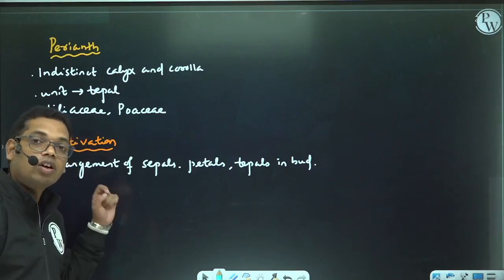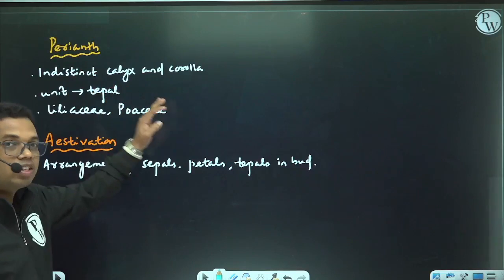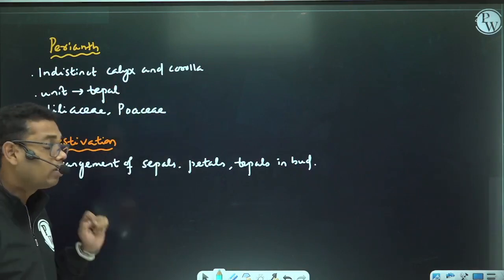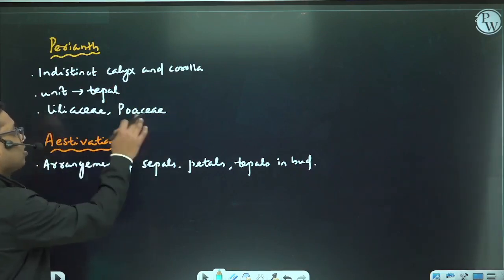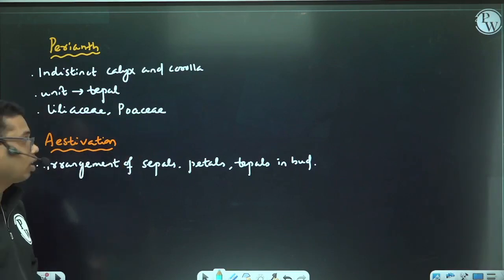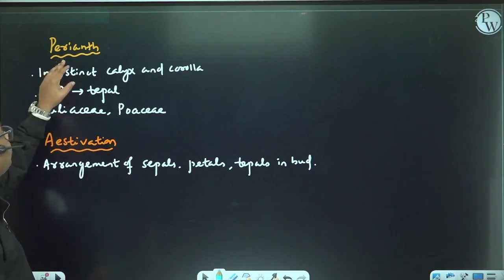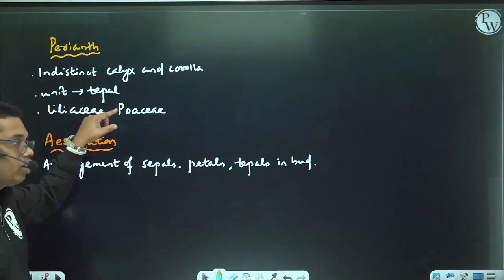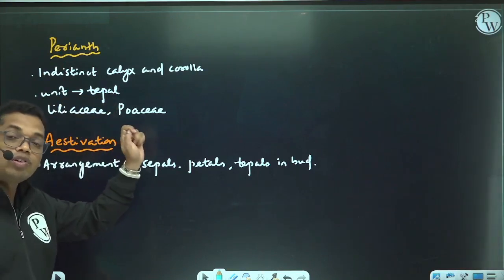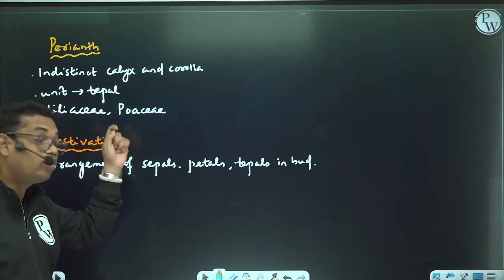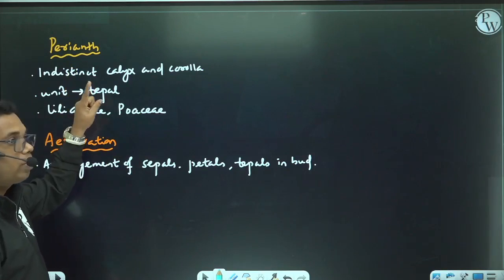Now, in some plants the calyx and corolla are not distinct, and if they are not distinct, we call them perianth. So what is perianth? Indistinct calyx and corolla. They are found in families like Liliaceae and Poaceae, and both are monocots. The units of the perianth are called tepal. Unit of corolla is petal, unit of perianth is tepal.